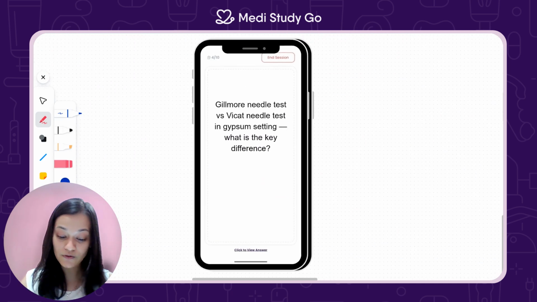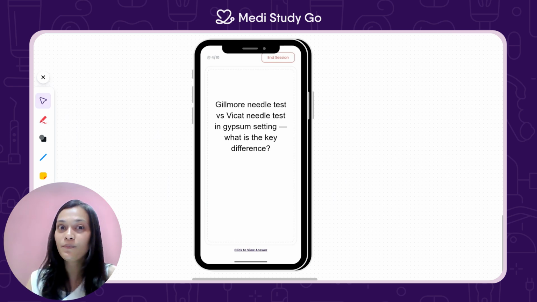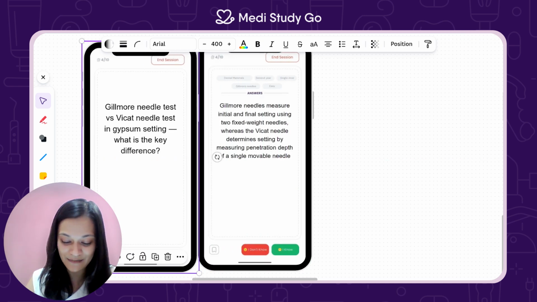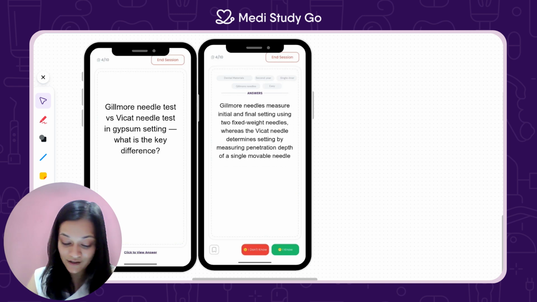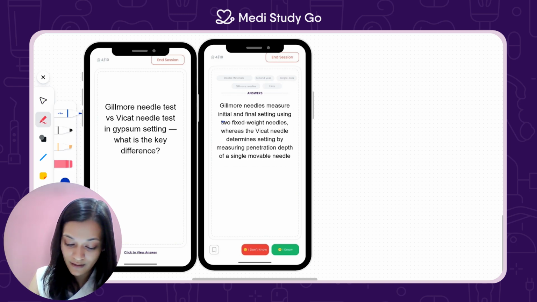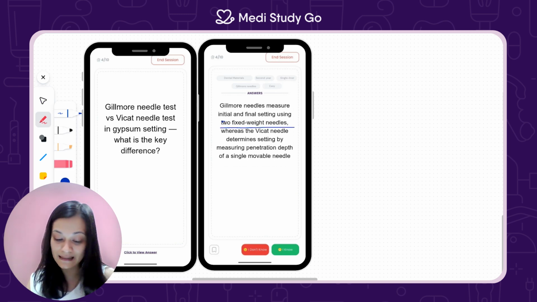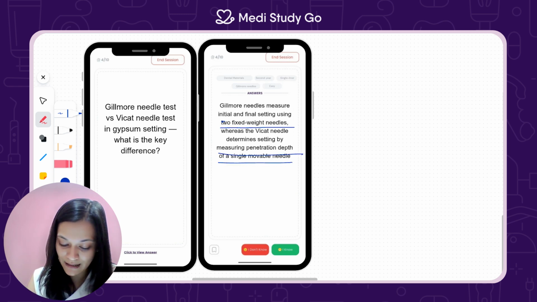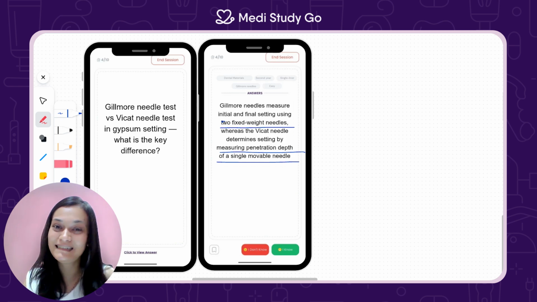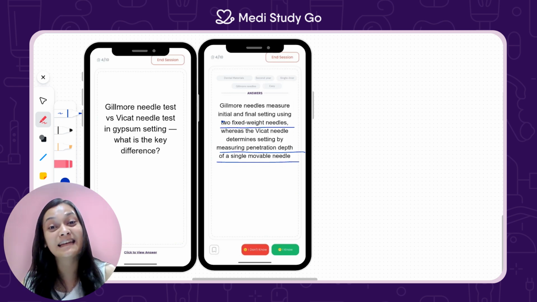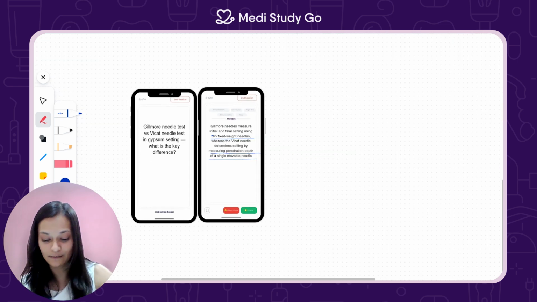So let's now solve the flashcard. Gillmore needle test versus Vicat needle test. I hope you'll be able to easily tell me the key difference. It is used to measure the initial and final setting reaction. Gillmore has 2 fixed weighted needles while Vicat has 1, and it is measured by the depth of penetration of a single movable needle, while there is indentation that comes in picture for Gillmore.